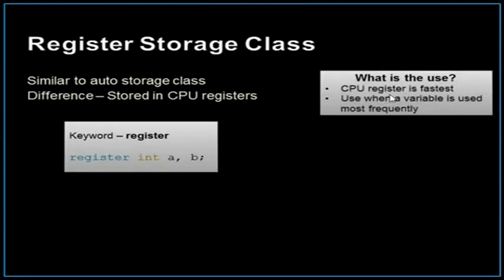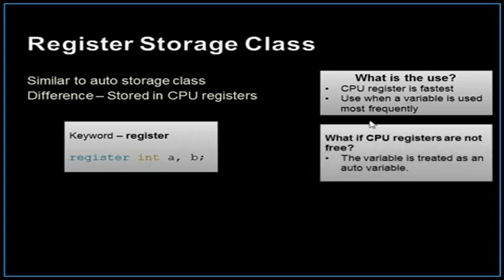Now, what is the use of declaring a variable as a register? We know that CPU registers are very fast. When you need a variable most frequently, you should declare it in a register, because the access time will be reduced. So you declare the variable which is most used in the CPU registers. Now, CPU registers are limited. What if CPU registers are not free? Then in such a case the variable is treated as an auto variable.